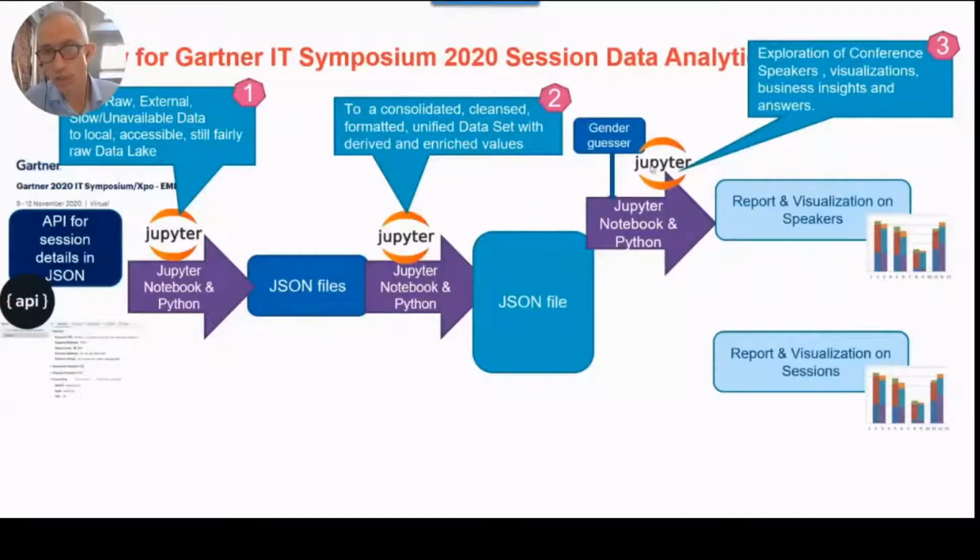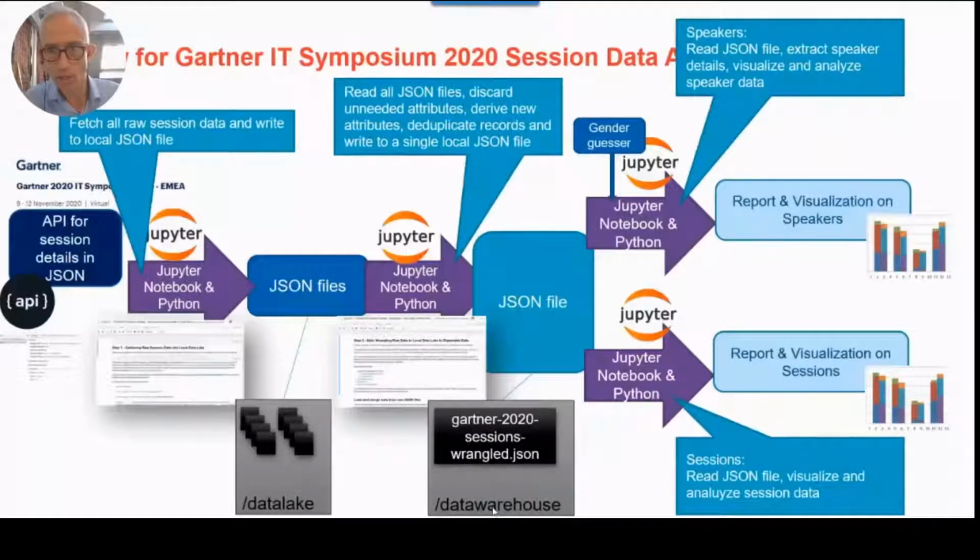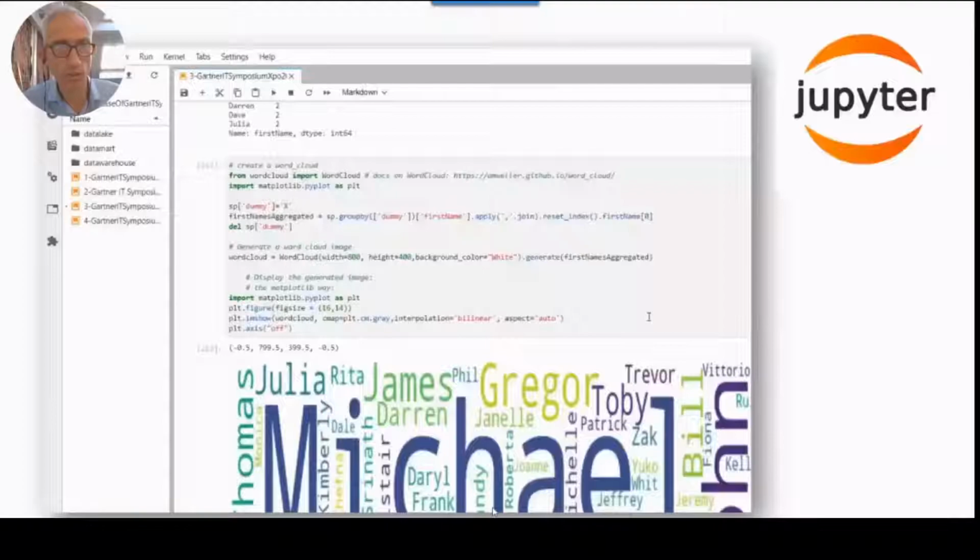I'm also using a third-party library to do gender guessing. I would like to know how many women and how many men are presenting, but I don't have the gender for the speakers. But from the first name, I probably can guess the gender. So that's a third-party library that I'm making use of in my Jupyter Notebook. And then I'm also doing explorations on session data. It's basically the same story again with a little bit more detail.